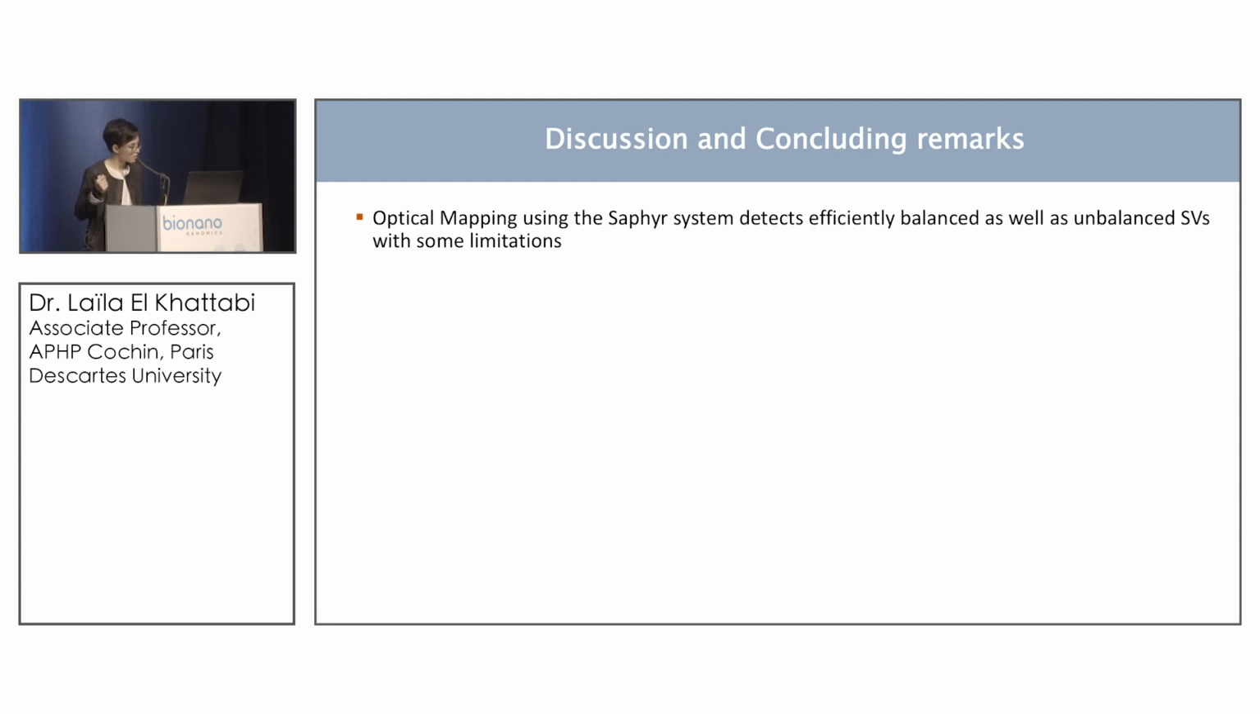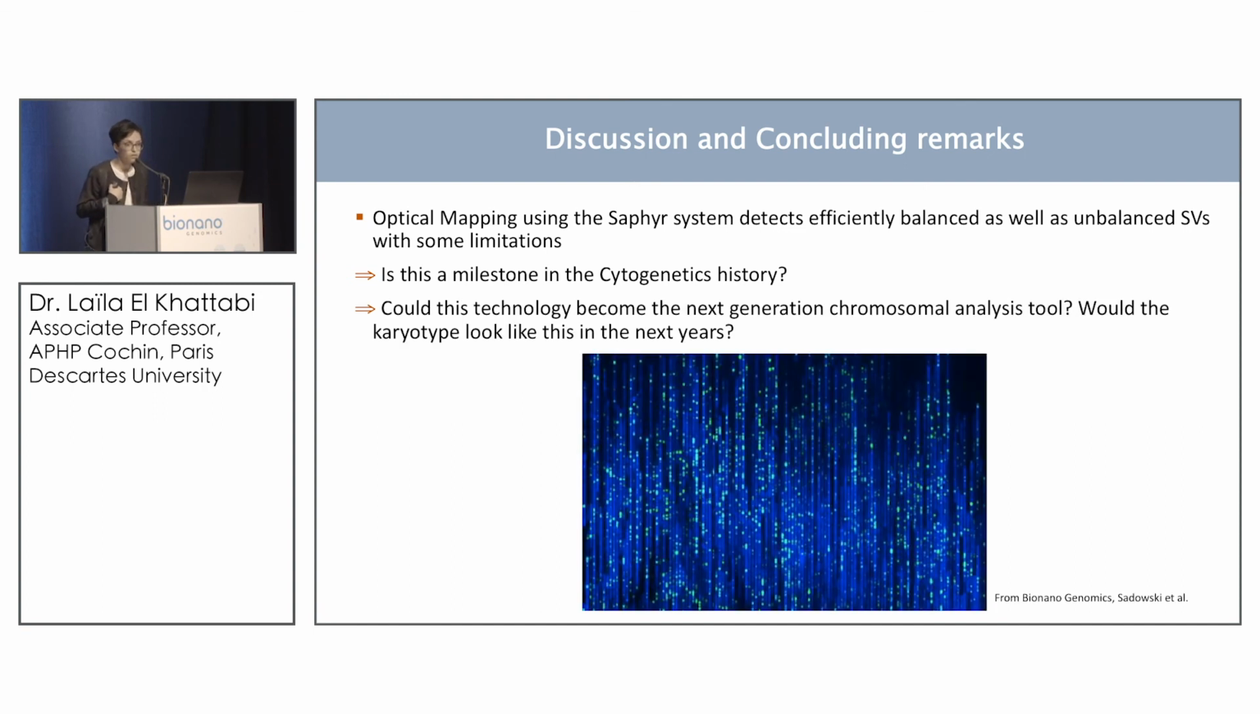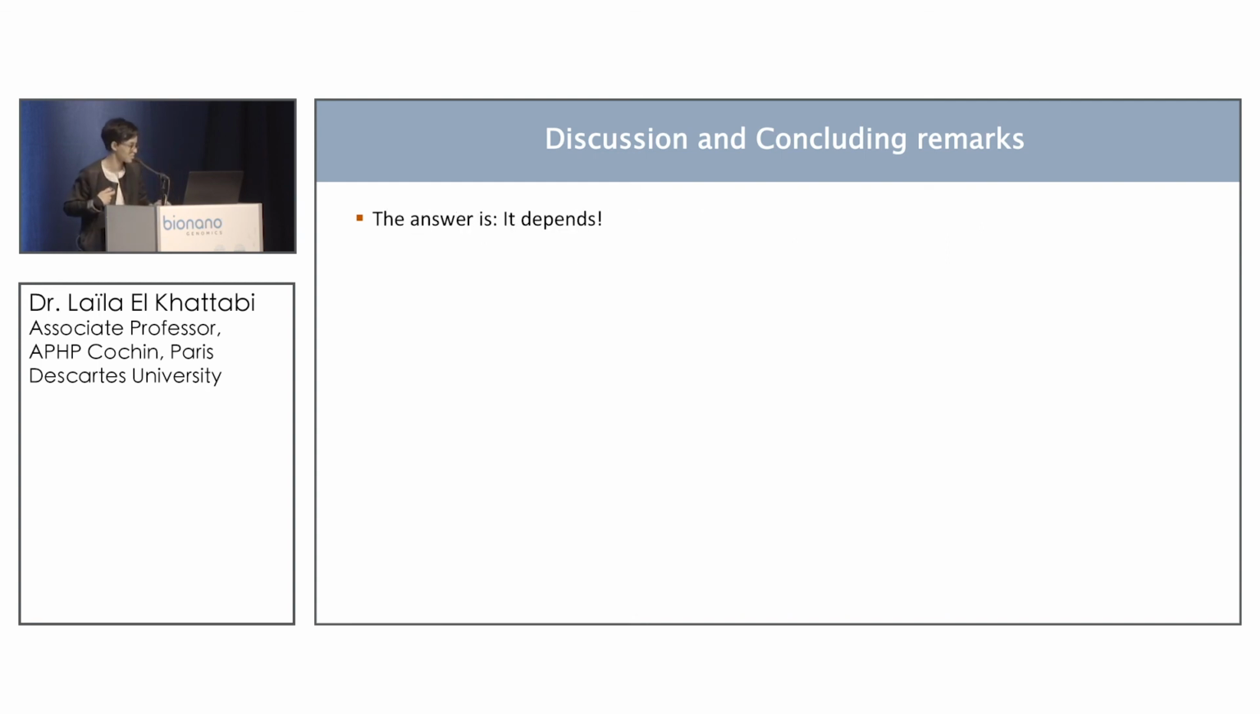So just to discuss, the question now is, since we are able to detect efficiently balanced as well as unbalanced variants, is Bionano a milestone now in cytogenetic history? I might be wrong, but I believe that for now it's possibly yes. Could this become the next generation chromosome analysis tool? I think so. I was glad that you put the same figure as me. I see chromosomes in here, so we have the same vision of the technology. And the answer to this is, it depends.